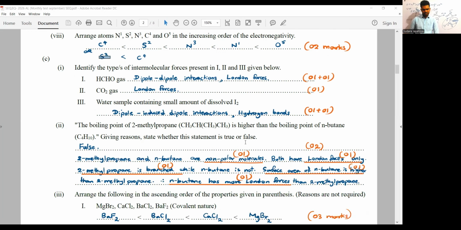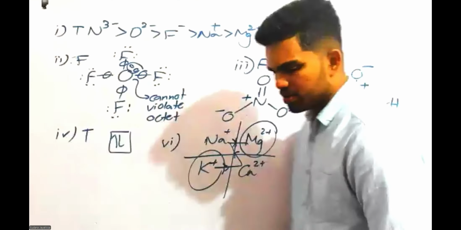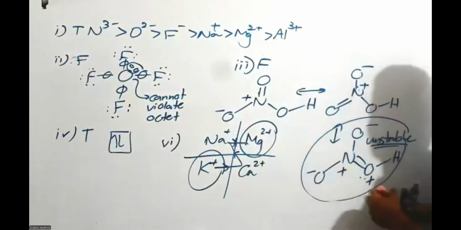Right, and look at this part C. It's about secondary interactions. So HCHO is forming dipole-dipole interactions and London forces only, because it is a polar molecule. Most of your students are getting this wrong here.